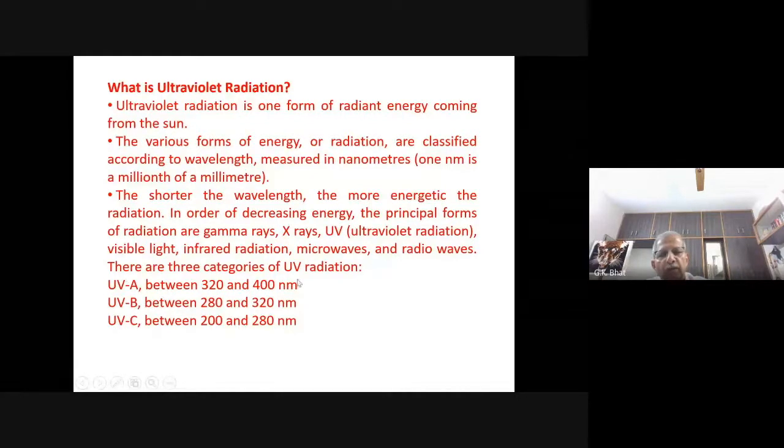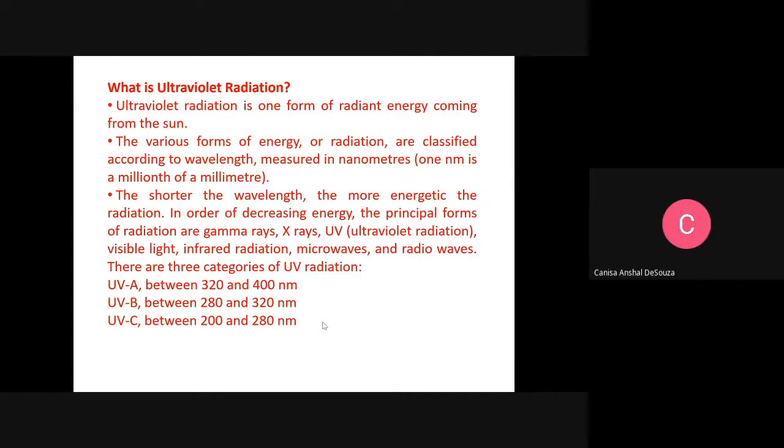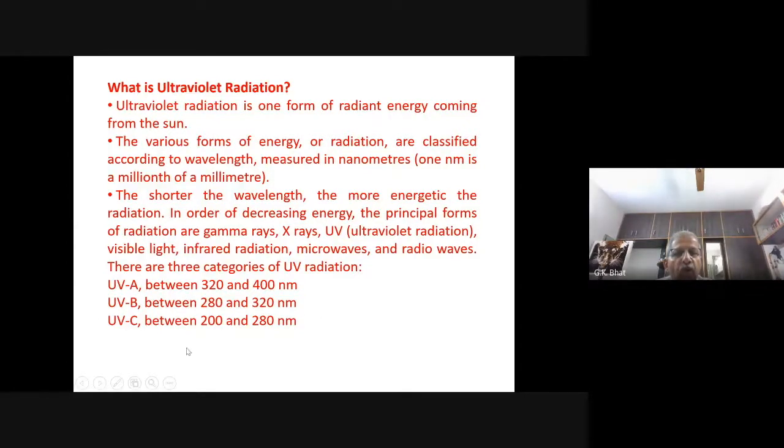UVA, this part, especially, please note down, there are three types of UV radiation. UVA is between 320 and 400 nanometers wavelength. UVB is between 280 and 320 nanometers. UVC is between 200 and 280 nanometers. You tell me which is the most energetic radiation here? UVC. UVC is the most energetic radiation when compared to UVA and UVB.